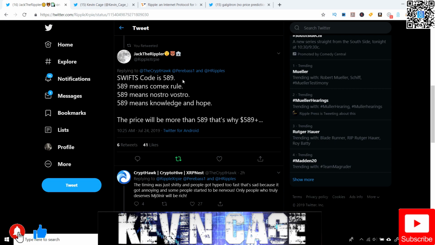So look at the significance of these numbers. Swift's code is 589, and that is the branch code they use with all of their messaging systems. We have 589, meaning the COMEX rule. And again, that is basically a rule for special price fluctuation limits. What it does is put circuit breakers. The CME actually initiated this, and they put circuit breakers on the price movement.